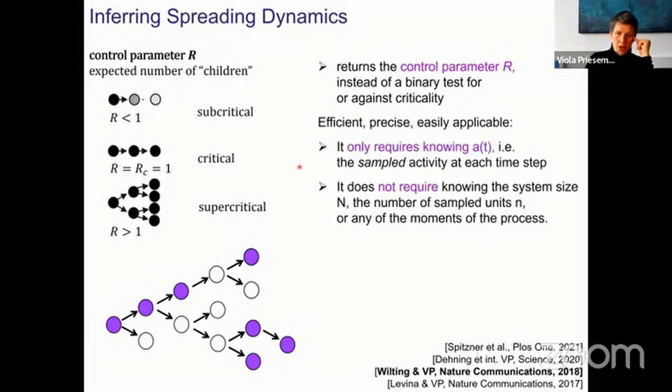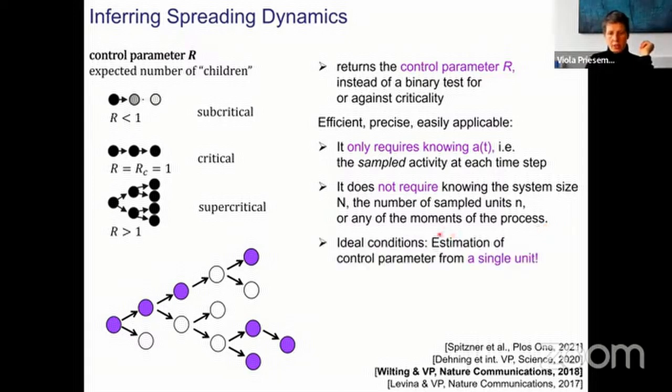In neuroscience, in general, we only require knowing the sampled activity at each time step. We do not have to know what is the system size, nor the number of sampled units, nor any of the moments of the processes. That makes it very easily and very generally applicable.